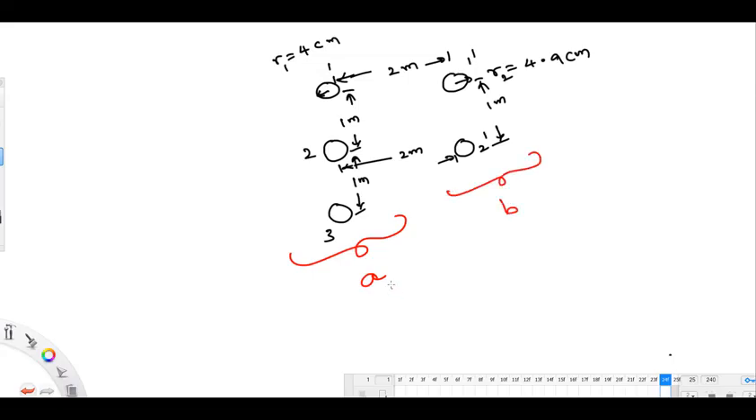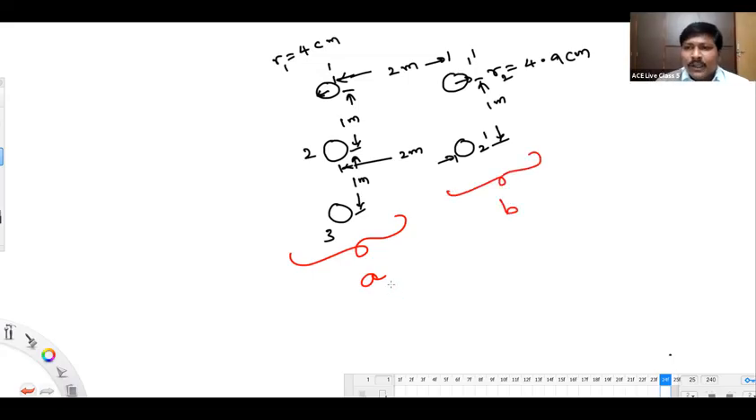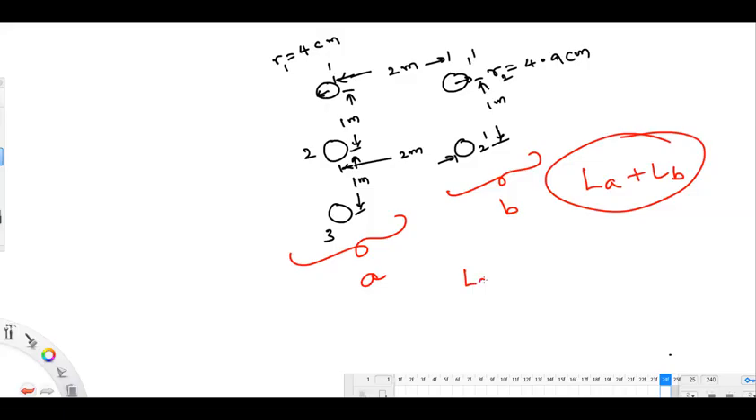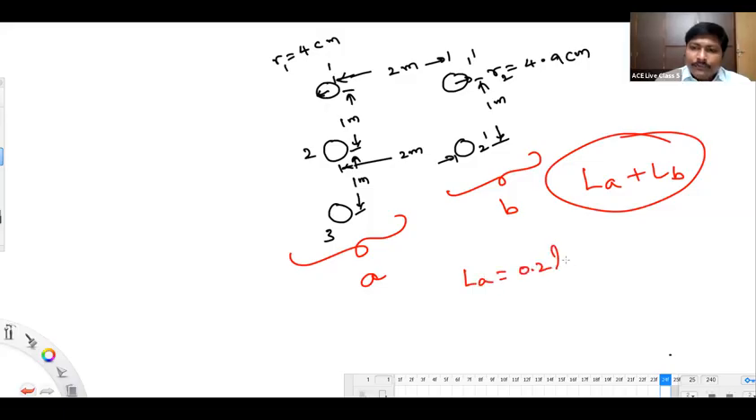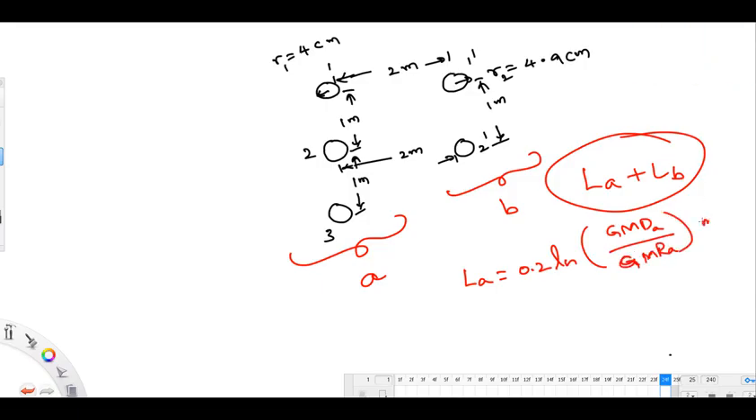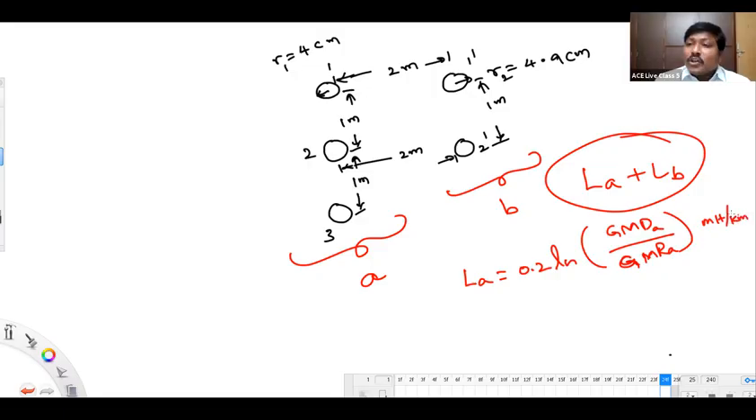Forget about loop inductance for the time being. Loop inductance is simply LA plus LB. That's the answer you have to give. What is the LA formula? 2 times 10 to the power minus 7 LN of GMDA by GMRA. What is GMDA? GMDA means you have to take the geometric mean of distances from phase A to phase B.